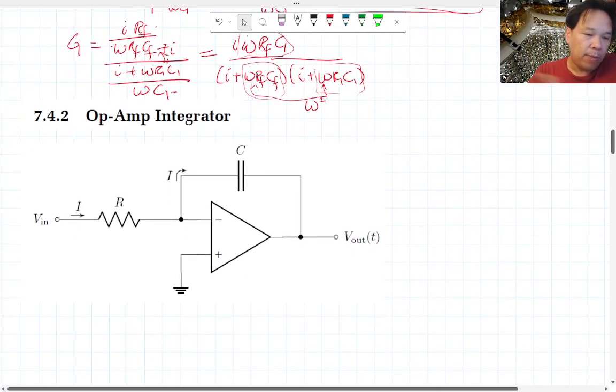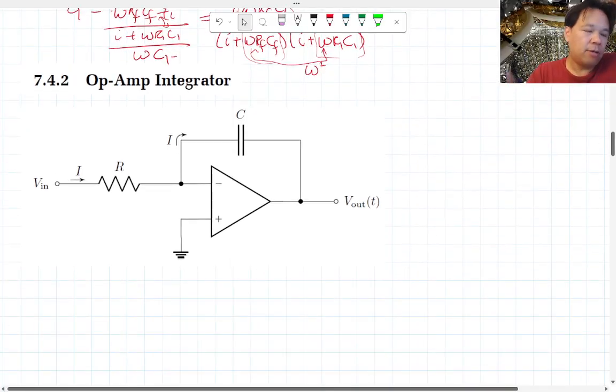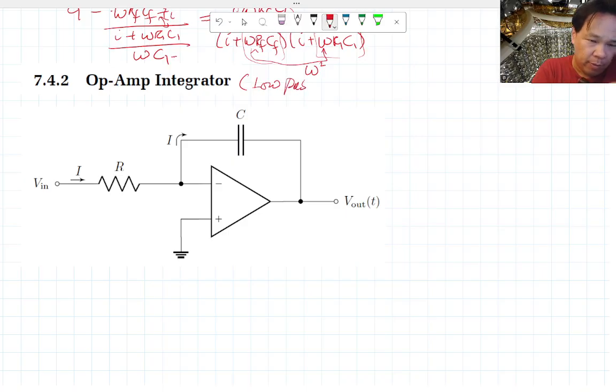Next, we're going to do a low pass filter, because that's what we always do. We do a high pass, we do a low pass. This is known as an integrator, but we would also know it as a low pass filter, meaning it amplifies low frequency but knocks down the high frequency. We just reverse the placement of the capacitor and the resistor.